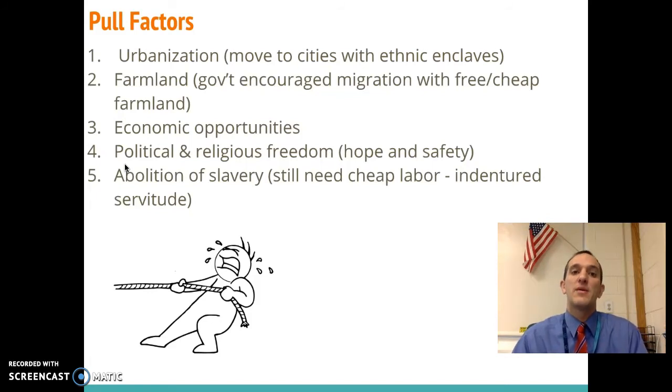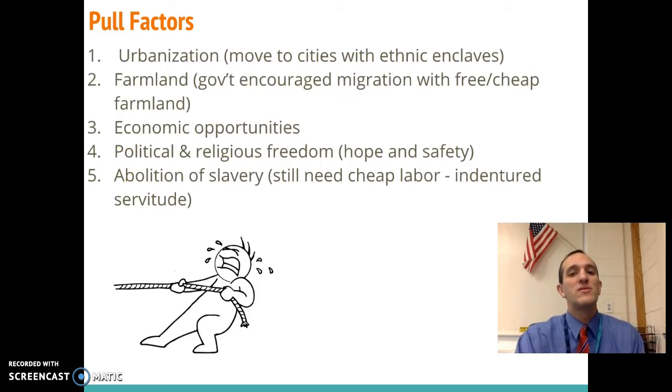Also, we see economic opportunities. Obviously, coming back to the last, you're suffering, you're unemployed. There's new opportunities in these places. Also, a lot of these places are promising political and religious freedom where you might not have it in your home country, for example, China or South Asia. And then this new area promises that religious freedom and political freedom. And that is enticing to people.